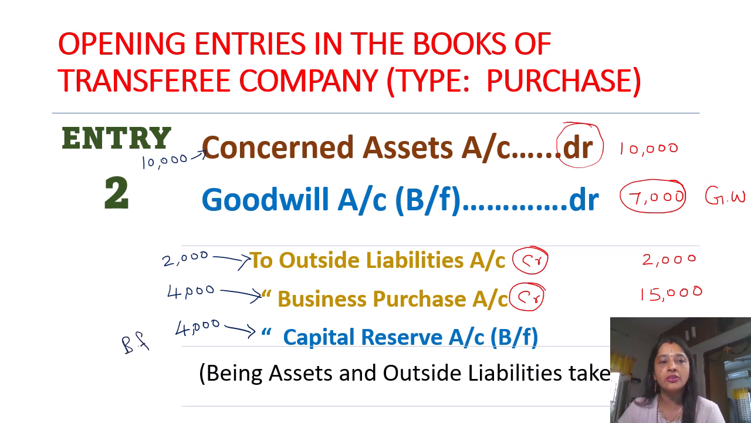So either your balancing figure will be in the debit column or in the credit column. So either you get the balancing figure as goodwill, or you get the balancing figure as capital reserve, or it might tally, where there is neither goodwill nor capital reserve. This is the second entry.